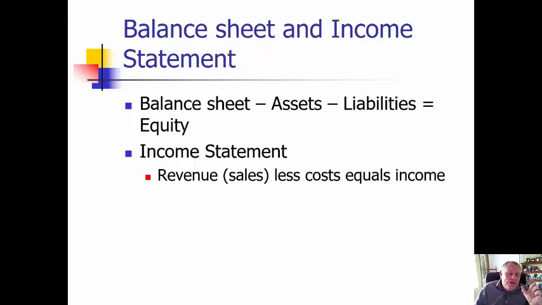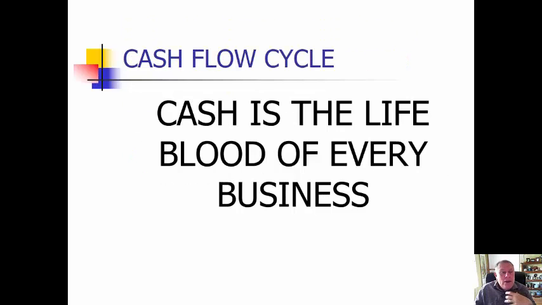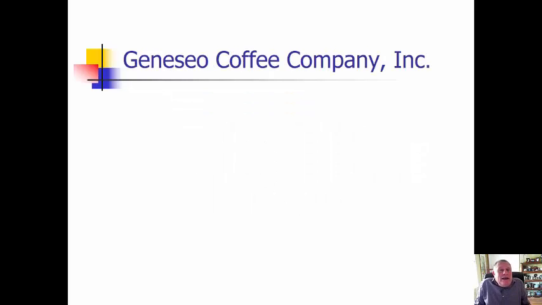The next thing, those are the two primary statements, but in managing a company, either internally or externally, the most important thing is cash. Okay? Cash is the lifeblood of every business. There's not a single business that can operate without cash coming in and going out. Now, what I have done is I have created a small model company that we're going to spend the next few weeks looking at. So I am going to first give you some theory, some lecture stuff. Then I'm going to walk you through GENESEO Coffee Company.